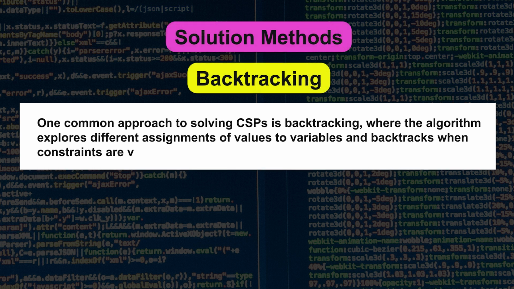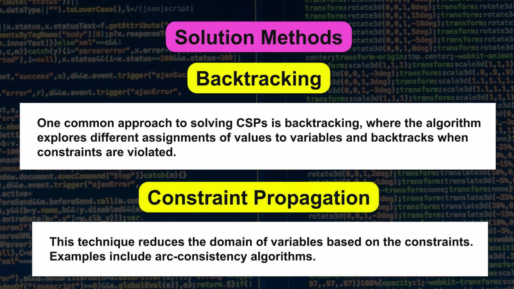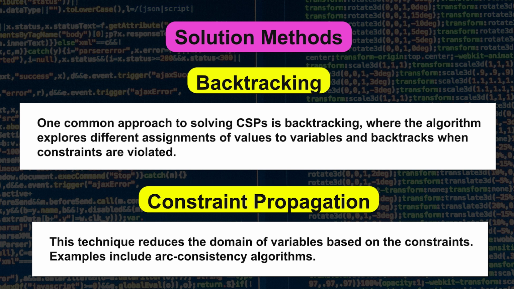So we have solution methods. Backtracking: one common approach to solve CSPs is backtracking, where the algorithm explores different assignments of values to variables and backtracks when the constraints are violated. Constraint propagation: this technique reduces the domain of variables based on the constraints. Examples include arc consistency algorithms.